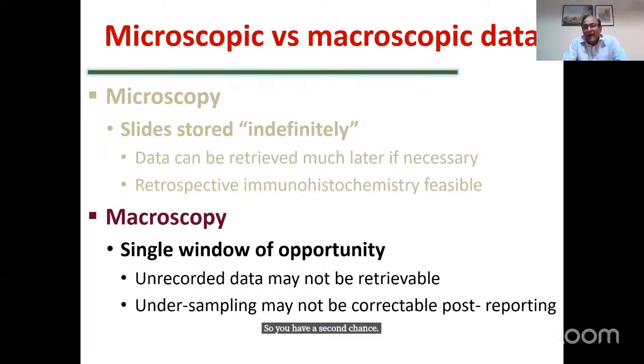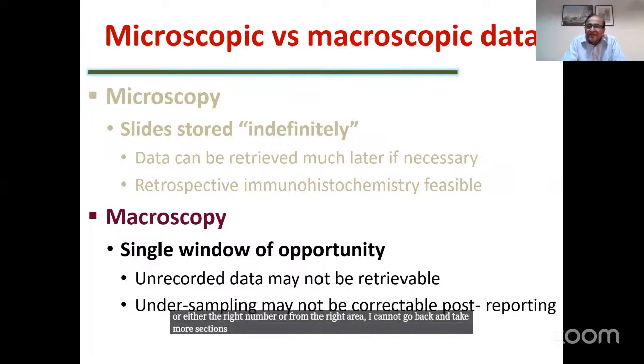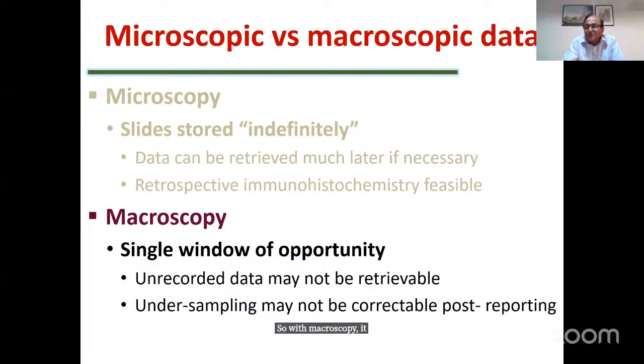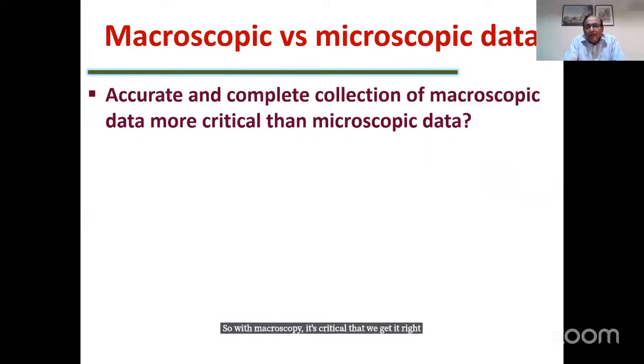But when it comes to macroscopy, it's often a single window of opportunity. If I don't record that data and the specimen has been discarded after the case is reported, I cannot go back to get that data. If I haven't taken the right number of blocks, or from the right area, I cannot go back and take more sections after the specimen has been discarded. So with macroscopy, it's critical that we get it right the first time.